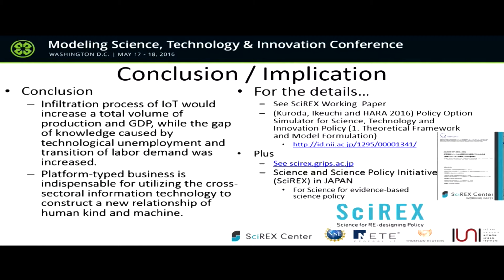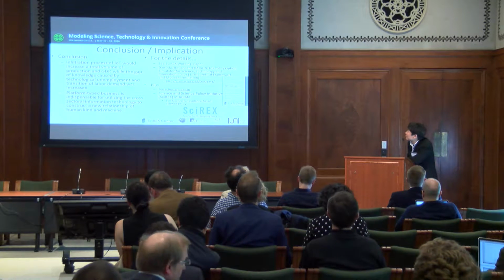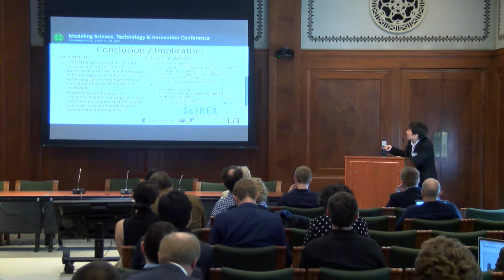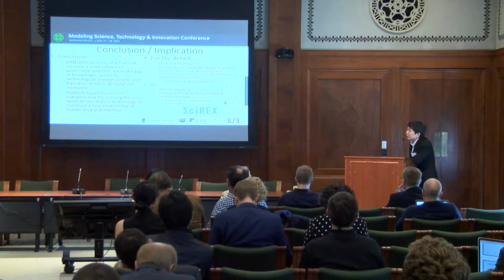So this is the conclusion. Implementation process of the IoT would increase the total volume of production GDP, while the gap in knowledge caused by the technology and employment, the transition level of demand was increased. So in that sense, the platform business utilizing the cross-sectional information technology constructs a new relationship between humankind and machine. It's only taken 5 minutes, and I couldn't tell you the latest, so please see our working paper and our website, which is the initiative for the science and science policy in Japan. We call it SCIDEX. Thank you.